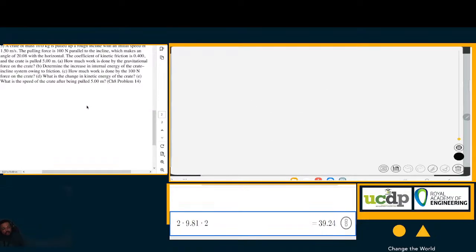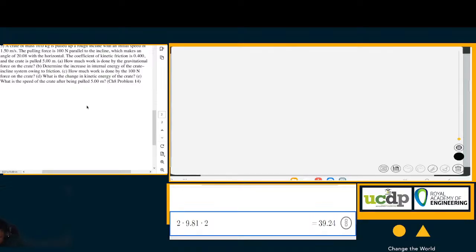A crate of mass 10 kg is pulled up a rough incline with an initial speed of 1.5 meters per second. The pulling force is 100 newtons parallel to the incline, which makes an angle of 20.0 degrees with the horizontal. The coefficient of kinetic friction is 0.4 and the crate is pulled 5 meters. How much work is done by the gravitational force on the crate?